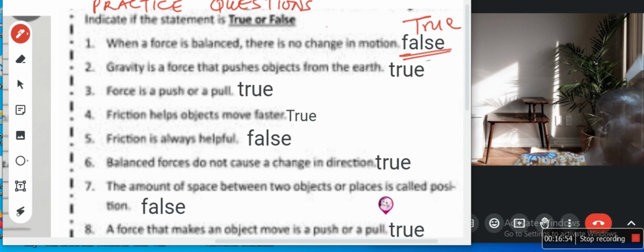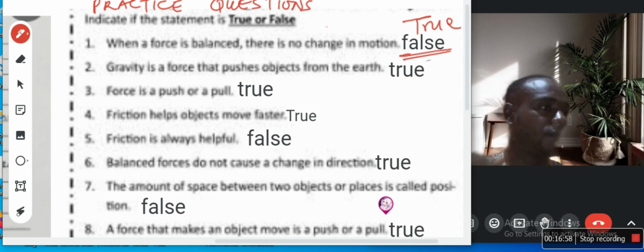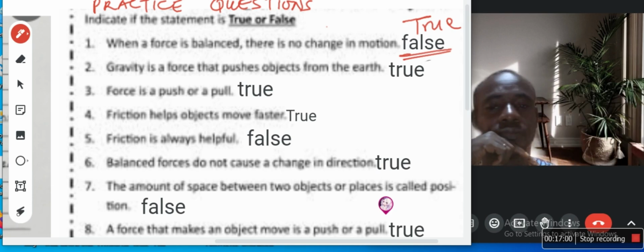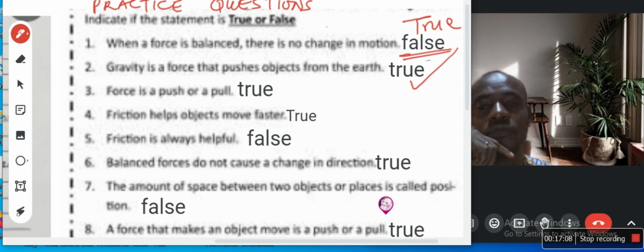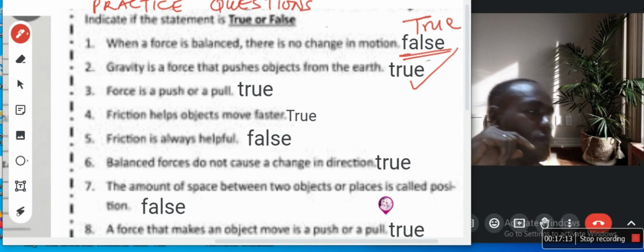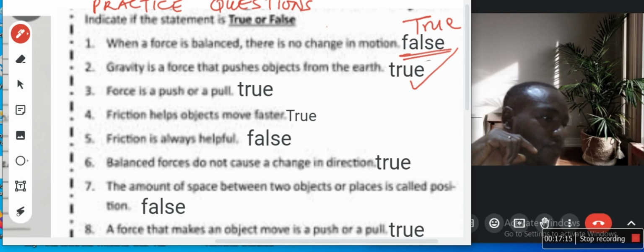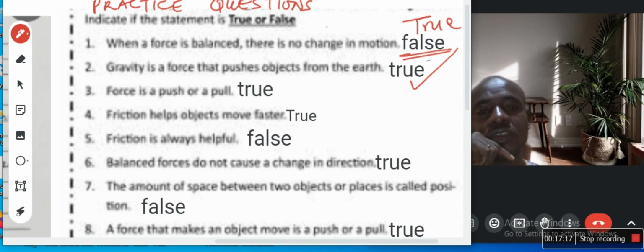Okay, let me see. Go to the next page. Go to the next one. Gravity is a force that pushes objects down to the earth. That's correct, it's true. Force is a push or a pull.